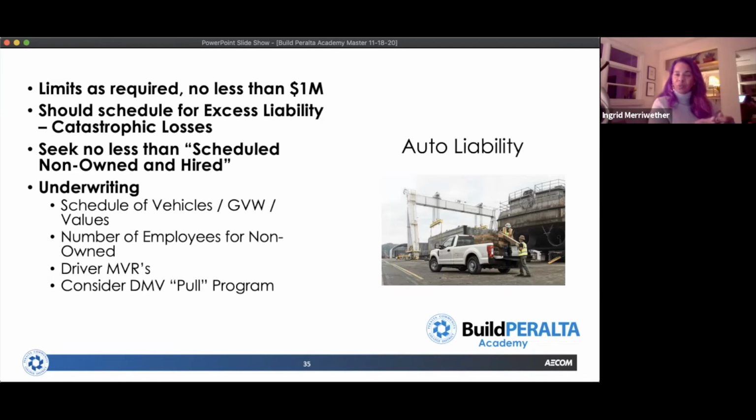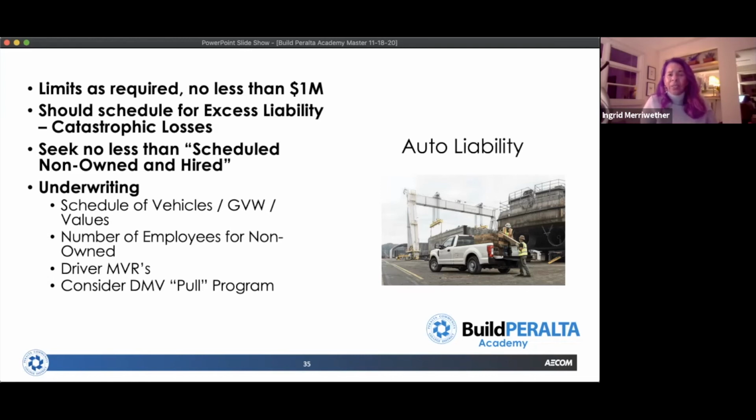When we talked before about the umbrella or excess liability policy as a way of getting more limits, if you purchase an umbrella and excess policy, you can also schedule your auto policy on that. So you would also be increasing your auto liability limits, which is important because you can have catastrophic claims in auto with auto usage. Obviously, we all understand that.